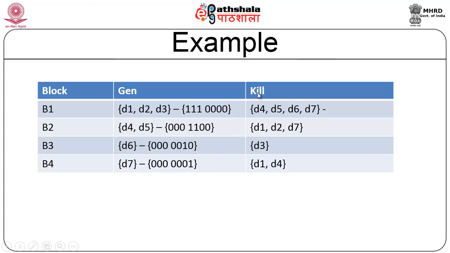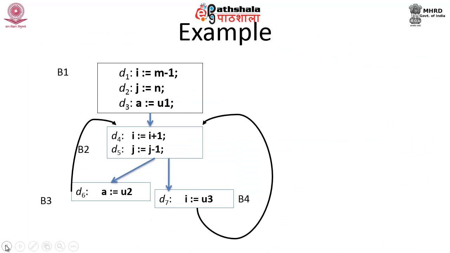Now to compute kill, as we already know, this definition here kills D4, D5, D6, D7 because this has got I, J and A and I. So, those 3 are defined here. So, this will definitely kill D4 to D7, that is the kill of B1.